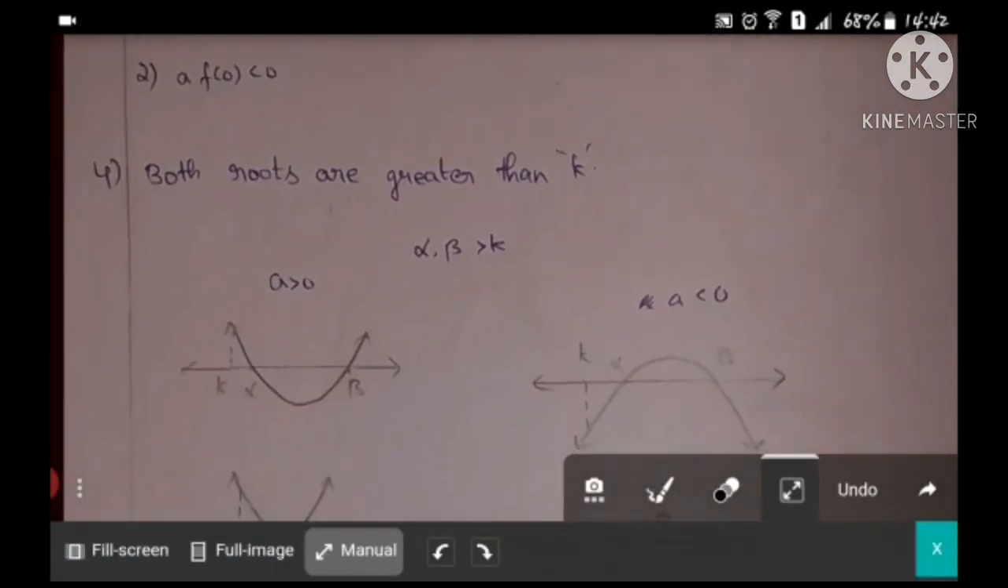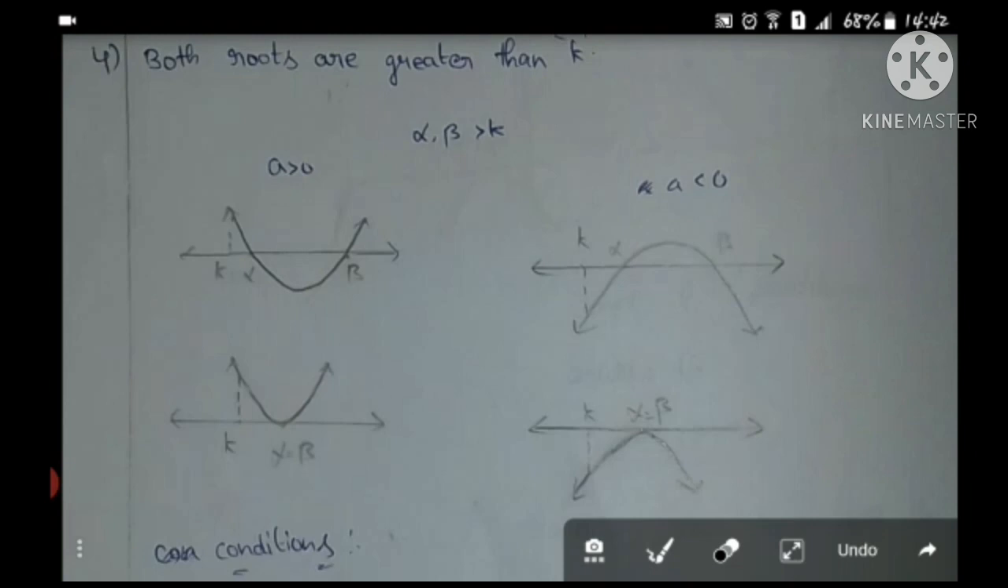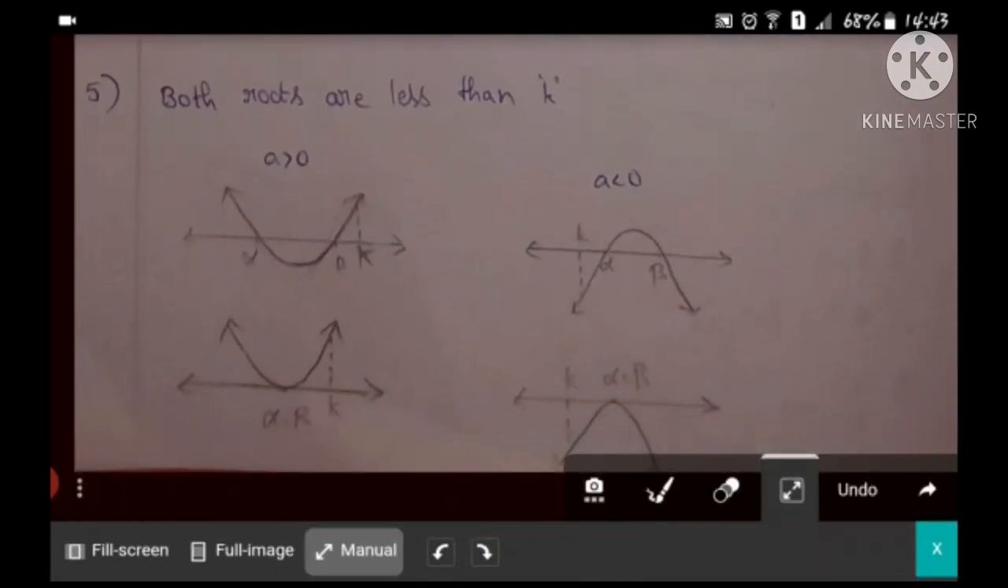And the next is both roots are greater than k. Here k is any real number. If alpha and beta are greater than k, in case of a greater than 0, we get this parabola upward, with all the roots here, and k is less, so we get k here. In the same way, here alpha is equal to beta, then we get the k in the same position. And then the conditions are delta greater than or equal to 0, and minus b by 2a is greater than k. Then the third condition is a into f of k is greater than 0.